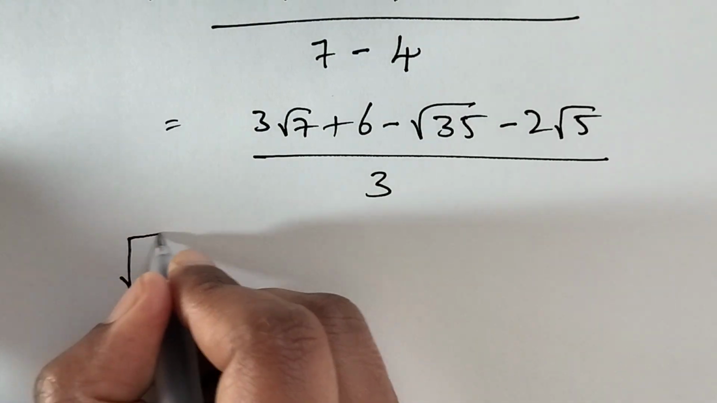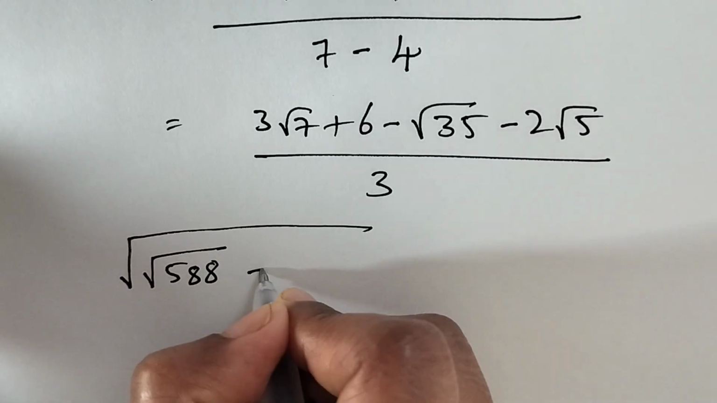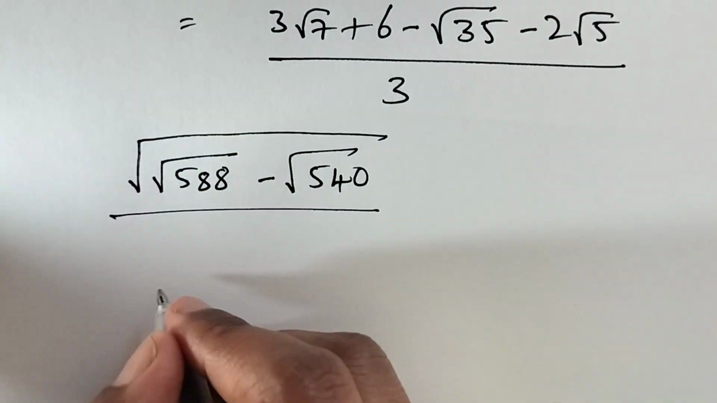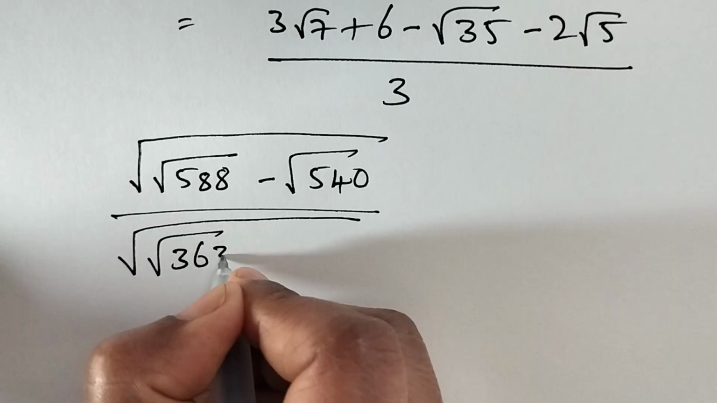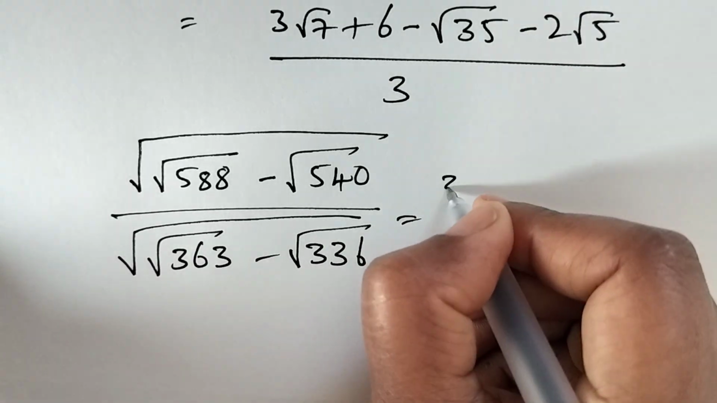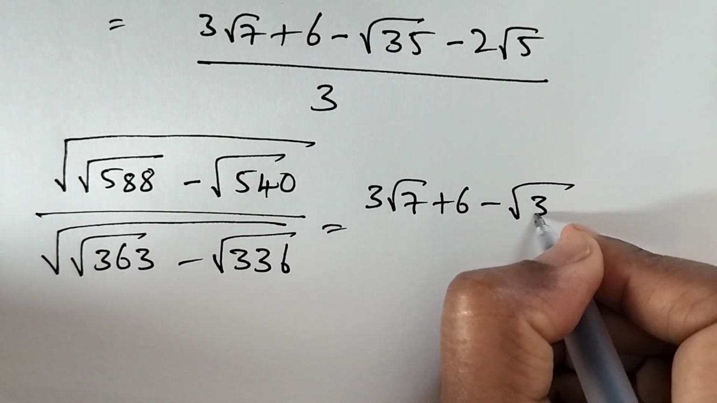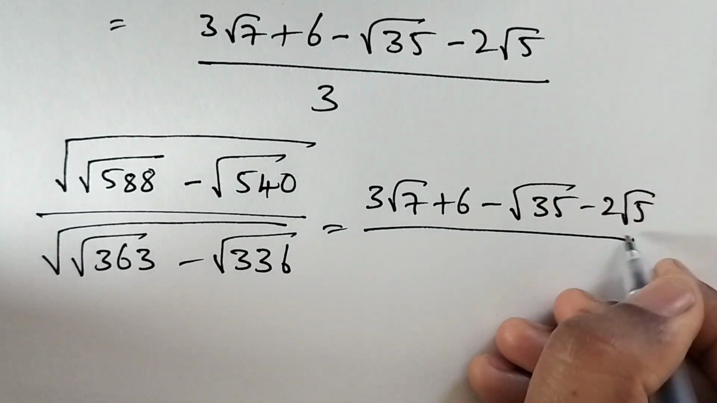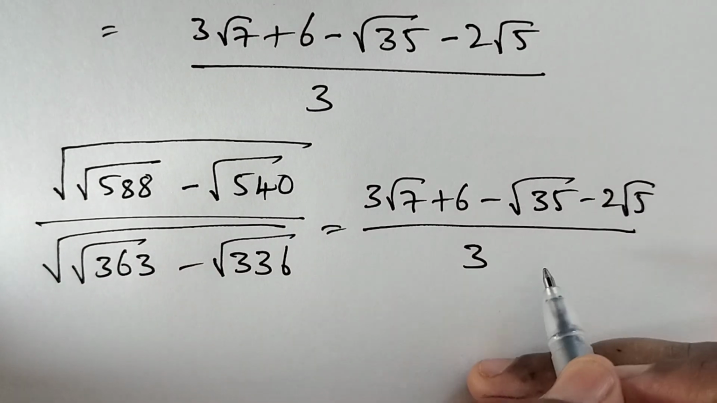So the square root of 588 minus the square root of 540, divided by the square root of 363 minus the square root of 336, is equal to 3 square root of 7 plus 6 minus the square root of 35 minus 2 square root of 5, all divided by 3. So this is the final answer.